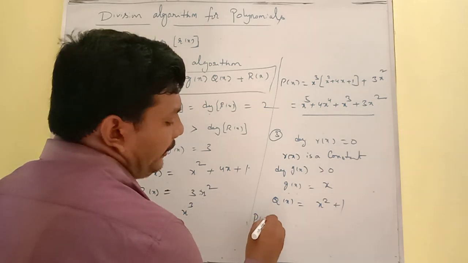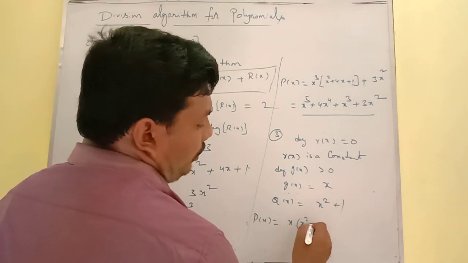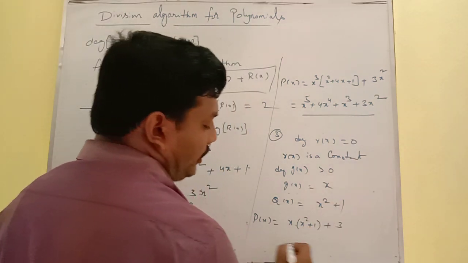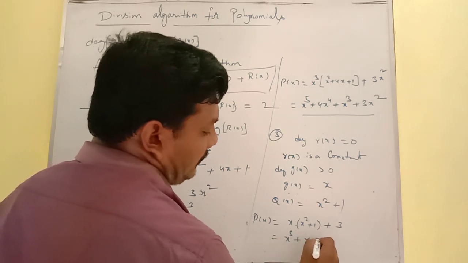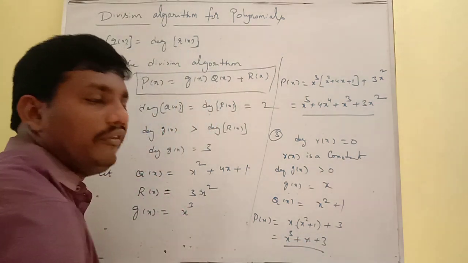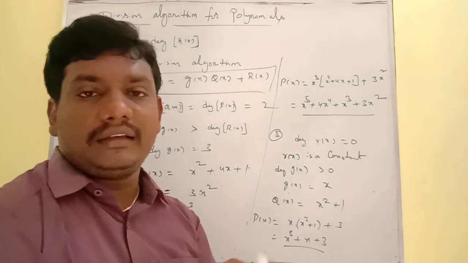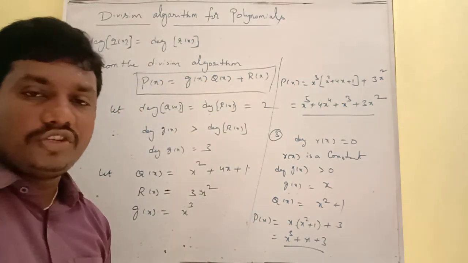Then what about p of x? P of x is equal to g of x into q of x plus r of x, where r of x is a constant such as 5 or 3, that is x cube plus x plus 3. This is a polynomial p of x. So like that you can give your own examples for p of x, g of x, q of x, r of x by satisfying the division algorithm.